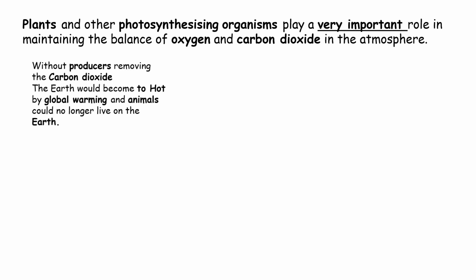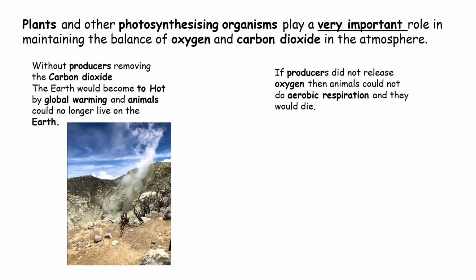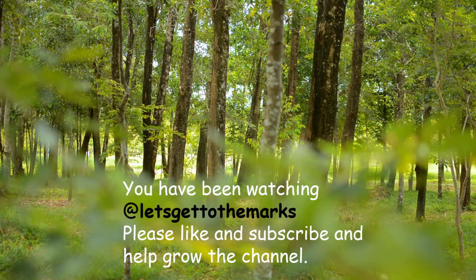Plants and other photosynthesizing organisms play a very important role in maintaining the balance of oxygen and carbon dioxide in the atmosphere. Without producers removing the carbon dioxide, the Earth would get too hot by global warming, and us animals couldn't live on the Earth. And if producers didn't release oxygen, then we couldn't do aerobic respiration, and animals would die as well.